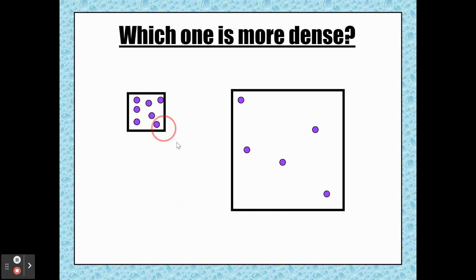So this is like if you decrease the volume on the bottom of your equation, you're going to cause the density to go up. If you increase the top part, the mass of your equation, the density is going to go up as well.